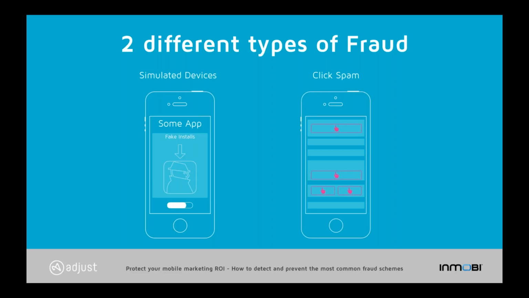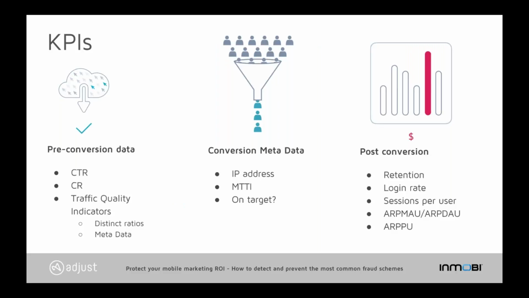And optimizing towards exactly that kind of user bought for the lowest CPI makes you optimize for more of the click spam fraud, which, if you repeat that often enough, you will end up paying for nothing but that, because you optimized in a harmful direction.